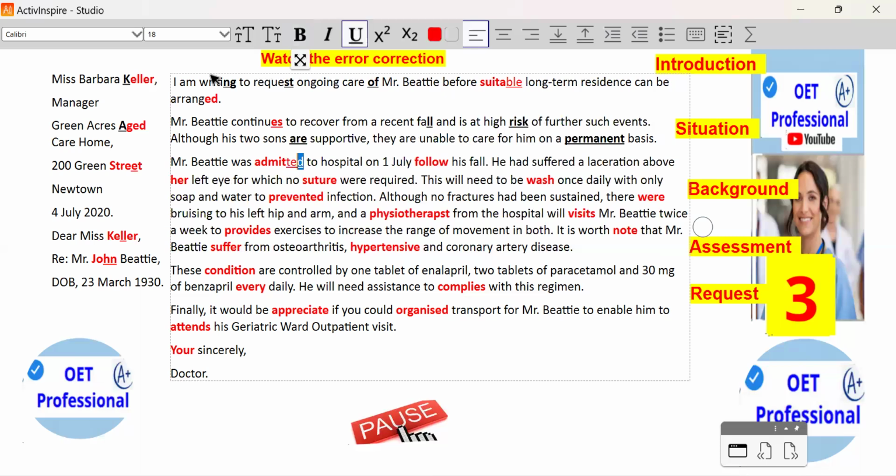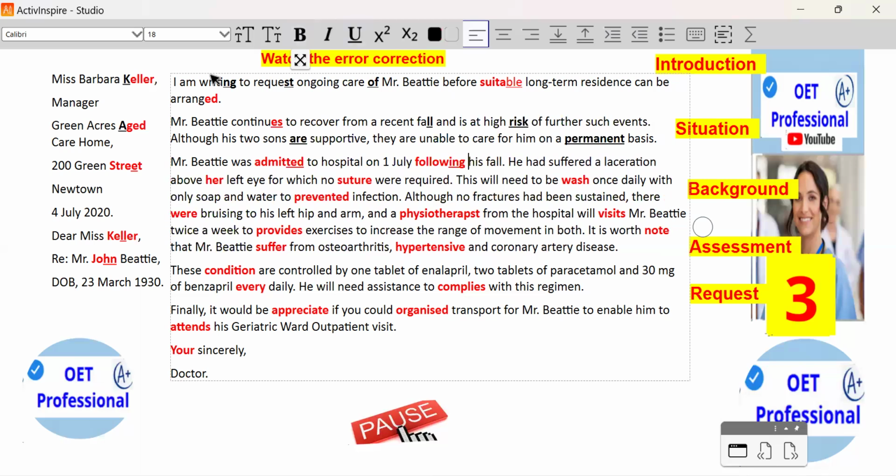This is an important sentence and phrase to learn because you might use it in a lot of letters. Mr. Beattie was admitted to hospital on the 1st of July. Follow his fall. It should be following his fall. He had suffered a laceration above her left eye.